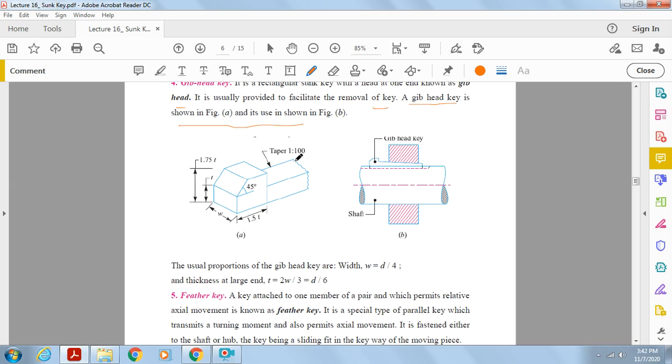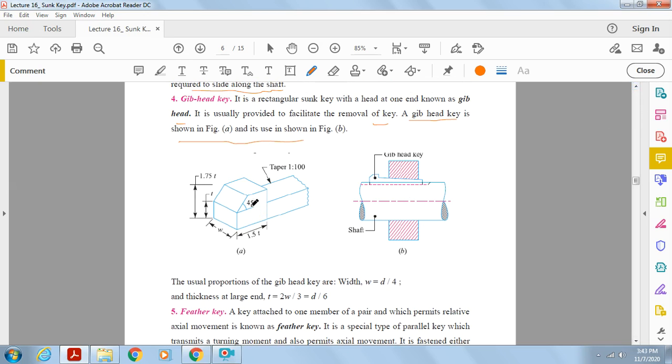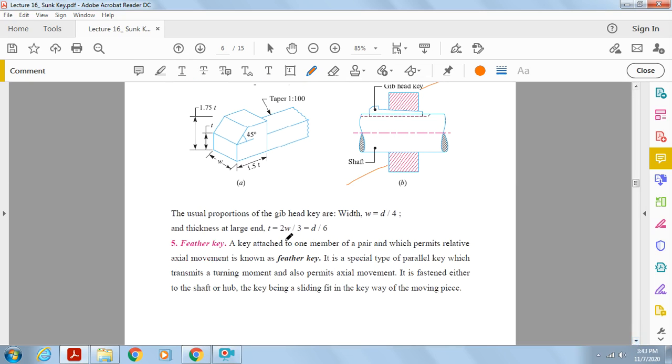So this one is the taper 1:100. This one is the gib head key, as you know. The angle is 45 degrees. The usual proportional dimensions are provided like this. This one is the shaft, this is the gib headed key. Tapering is 1:100. The usual proportions of a gib head key are: width w equal to d by 4, and thickness shall be equal to d by 6.